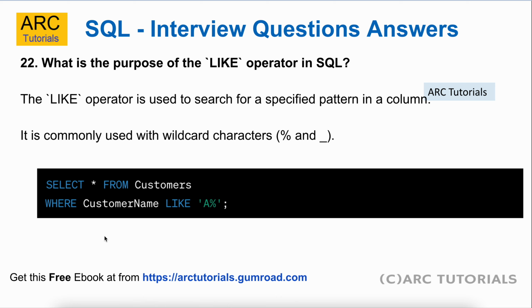What is the purpose of the like operator in SQL? The like operator is used to search for a specified pattern in a column. It is commonly used with the wildcard characters percent sign and underscore. Now here, take a look. You're saying select star from customers where customer name like starting with A. So you're telling get me all the customers whose name starts with A and whatever comes after that. So it will get you all the customers matching that particular pattern.